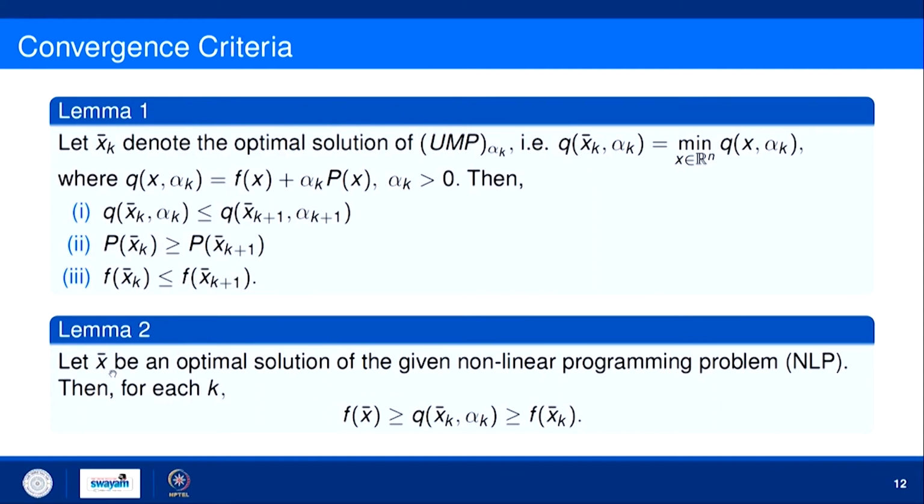Now, the second lemma is: let x bar be an optimal solution of a given nonlinear programming problem NLP, then for each k this inequality holds, that means at x k plus 1 it is always less than or equal to f of x bar, where x bar is an optimal solution.